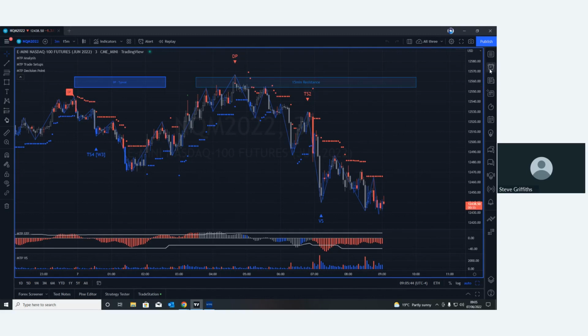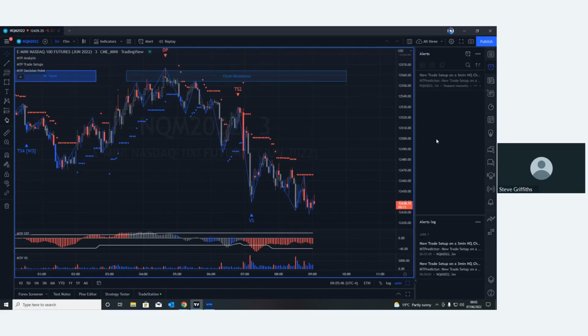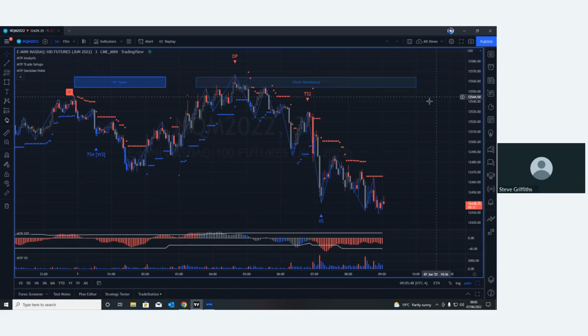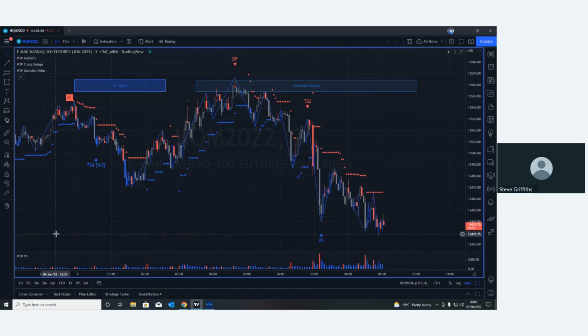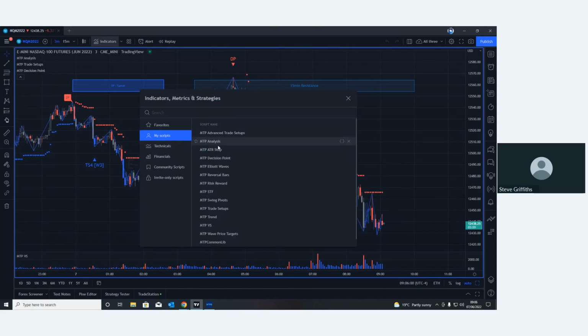Notice I haven't talked about the alerts, which you can set up in TradingView or the scanner or Market Analyzer. I haven't talked about our MTP trend. Why is the STF on there? Sorry about that. Shouldn't have that. That should be the MTP trend. MTP trend, that's the one we use.